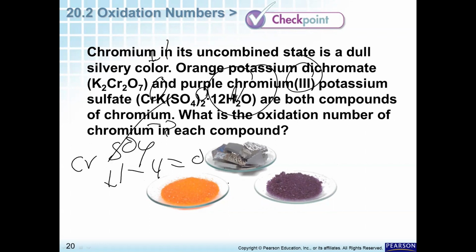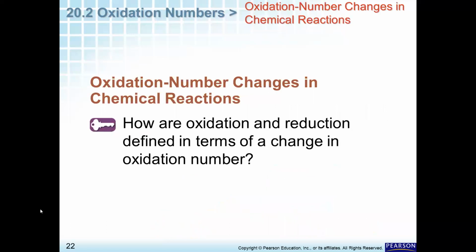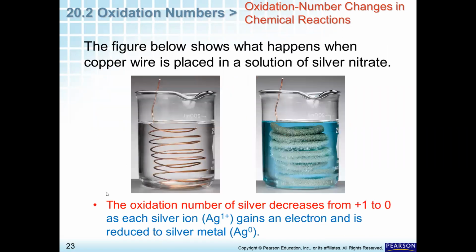Okay, moving on. You have the answer now. Now we're going to see the application, which is how to use the increase in the oxidation number to find which one is oxidized and how to use the decrease in the oxidation number to see which one is reduced. This is a very nice experiment here.